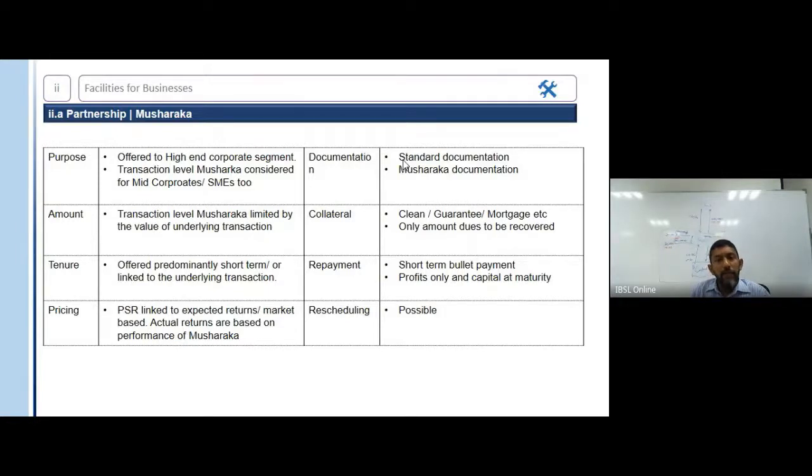Repayment can be short-term, bullet payments, or profits only and capital at maturity, whatever way the need can be structured. Rescheduling is possible. Of course, you can't charge penal rates or anything like that. You can reschedule a facility for Musharaka as long as the underlying transaction continues to incur profit. It can be rescheduled.